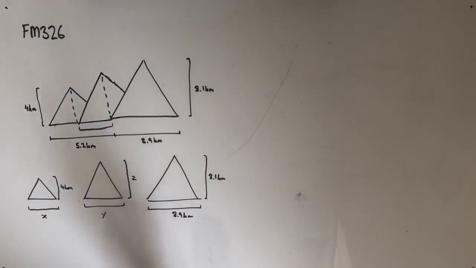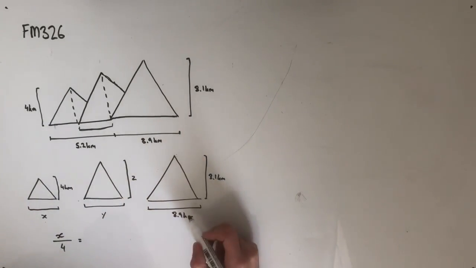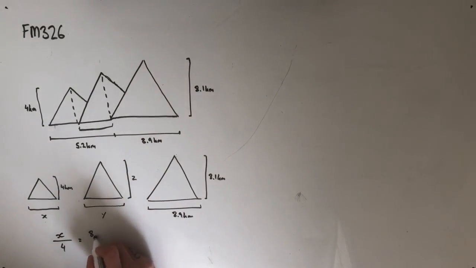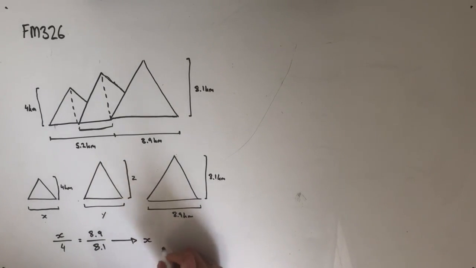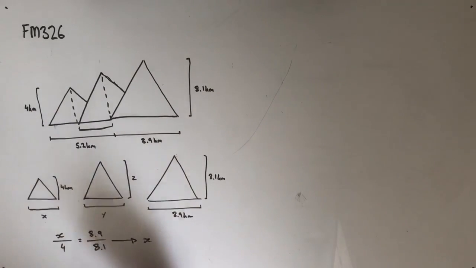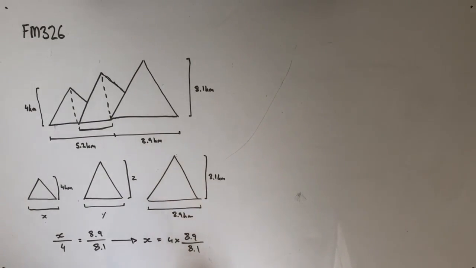So, starting off with our value of X, we put the base length of our small mountain over its height and make that equal to the base length over the height of the largest mountain, because these triangles are similar. We rearrange for X. At this point you could use solve on your calculator to find a value of X, but I'm going to do it by hand. So X should be equal to 4 times 8.9 over 8.1. We're going to use that later.